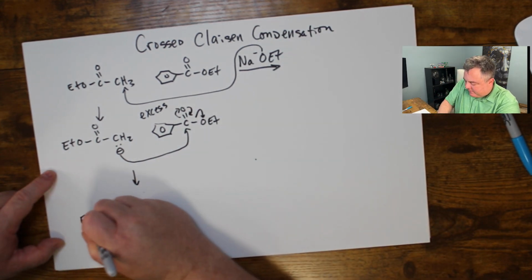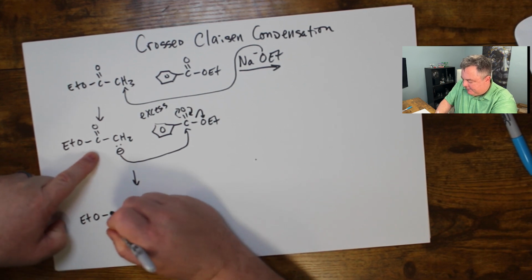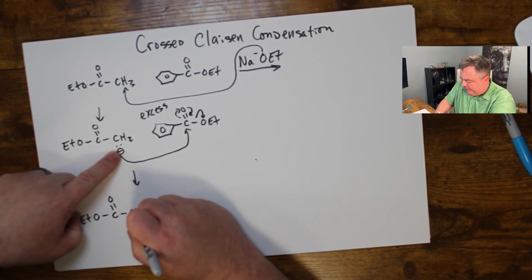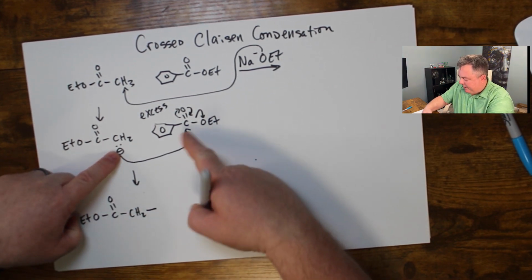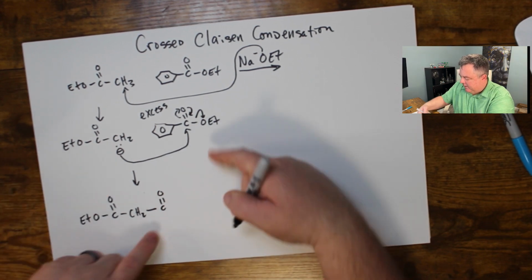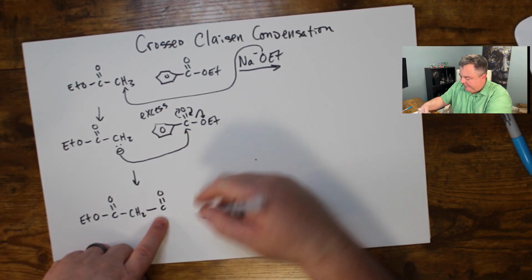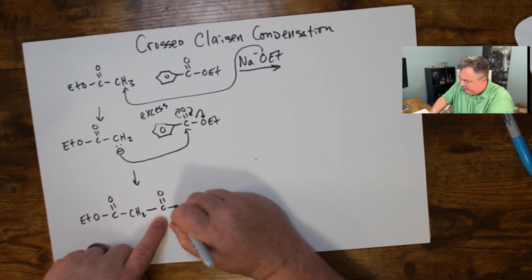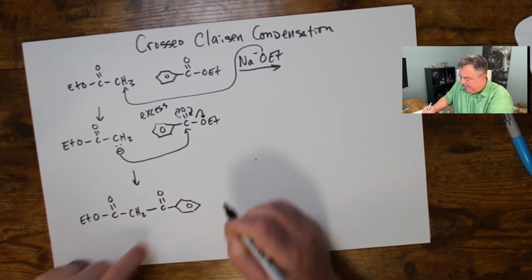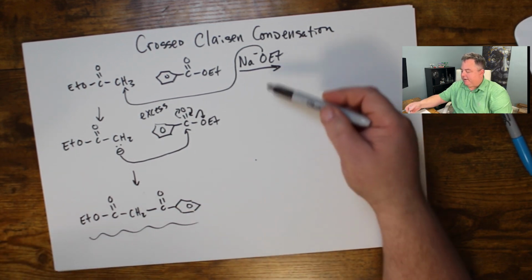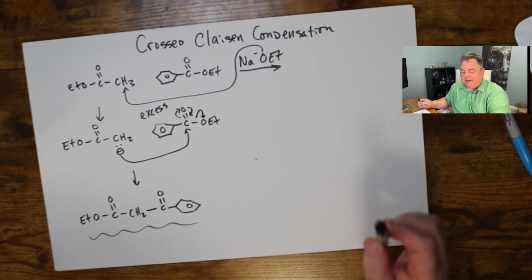So I get ethyl, oxygen, C double bond O, CH2. That's bonded to this carbonyl. There's no OEt on it because it left. So I just have a phenyl on this ring. And that would be the final product of this crossed Claisen condensation.